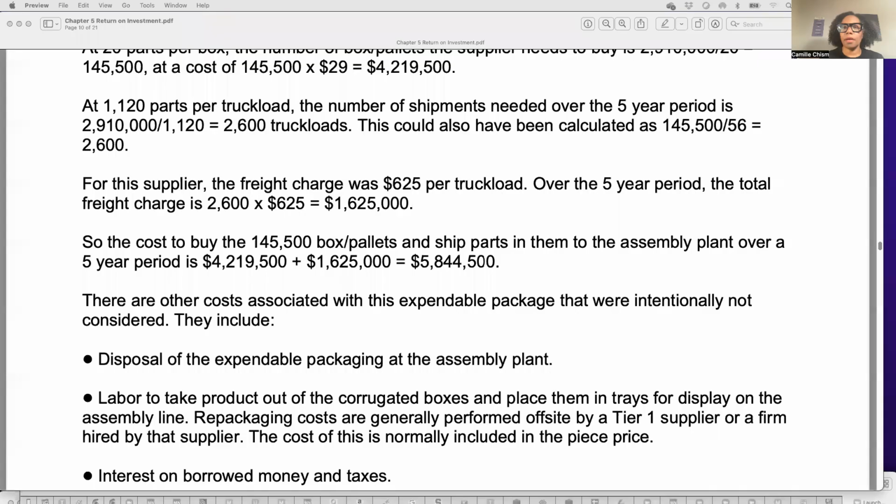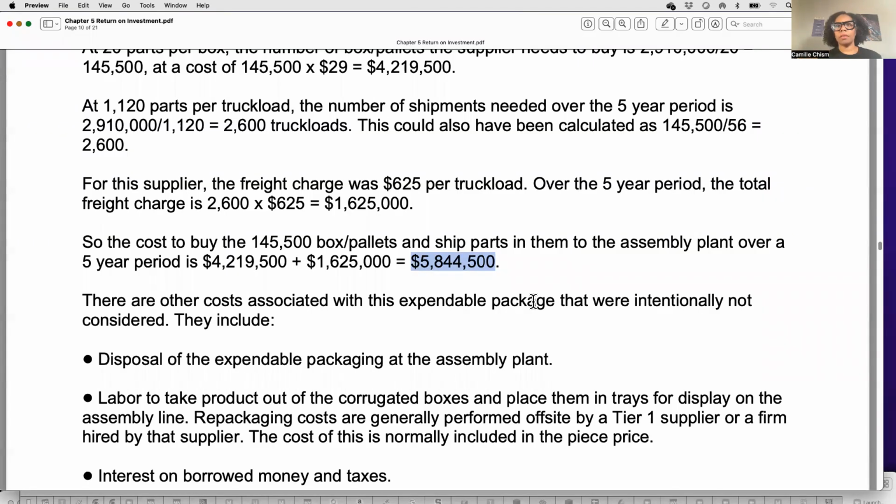So again, we came up with a cost, and I will share my screen. Okay, so we finished up here where we did a rough cost calculation and determined that over the life of 5 years of this vehicle, for this product, we would be spending $5,844,500 for expendable packaging. So we're buying expendable packaging, sending the returnable packs to the suppliers, putting parts in it, shipping it to the OEM.